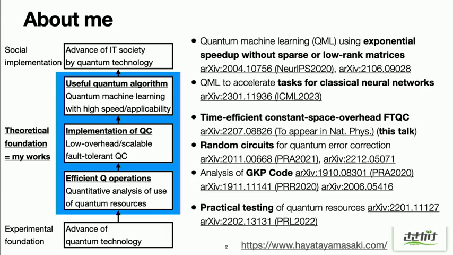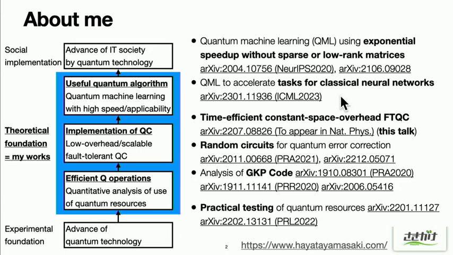One thing is that I develop useful quantum algorithms, mainly for quantum machine learning, accelerating classical machine learning tasks. I work on several different algorithms that achieve significant speedup, but without restrictive assumptions. And I also clarify how to apply them for accelerating tasks for classical neural networks.